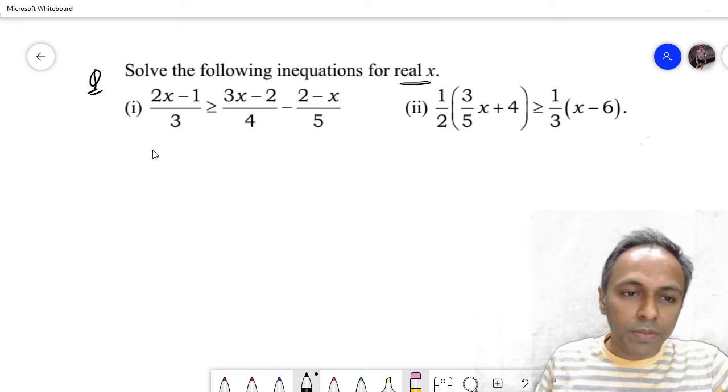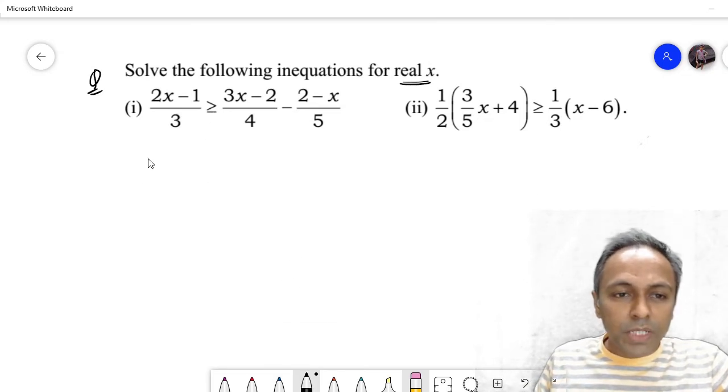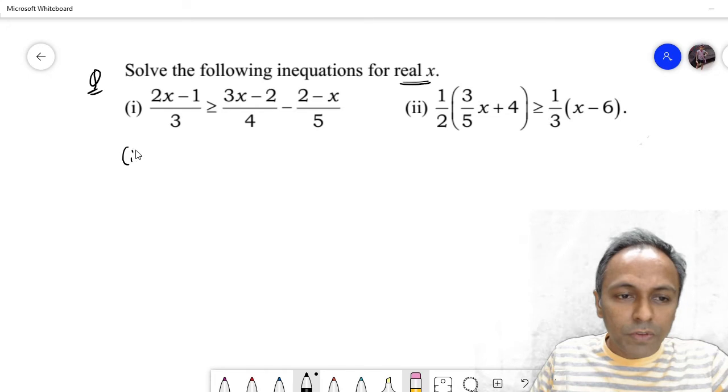Let's solve the first one. We have 2x minus 1.